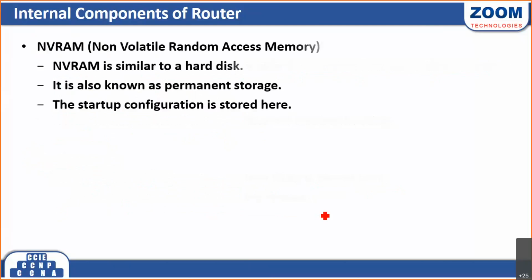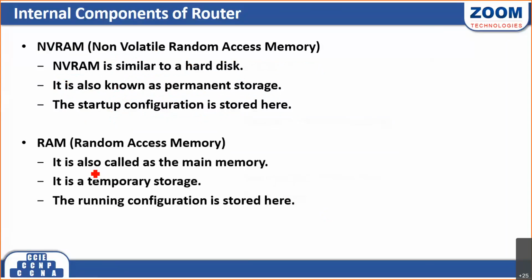Next, NVRAM, non-volatile random access memory. NVRAM is similar to a hard disk. It is also known as permanent storage, and the startup configuration is stored here. The file name in NVRAM is what? Startup configuration. RAM is also called main memory, temporary storage. Running configuration is stored here.